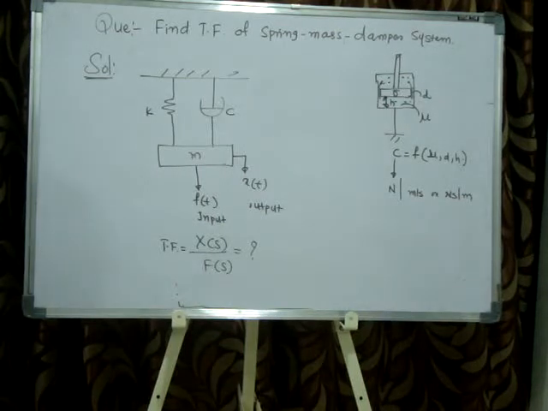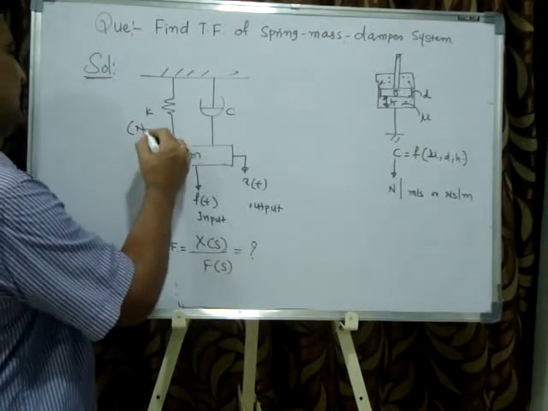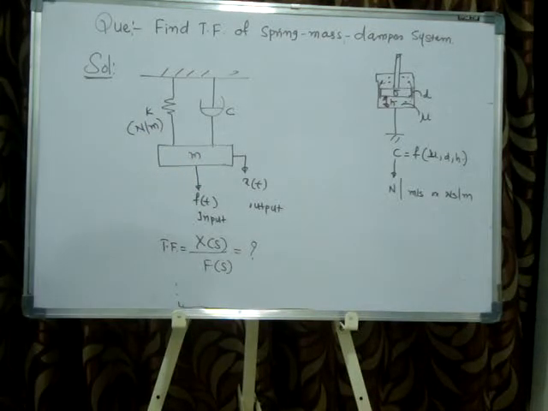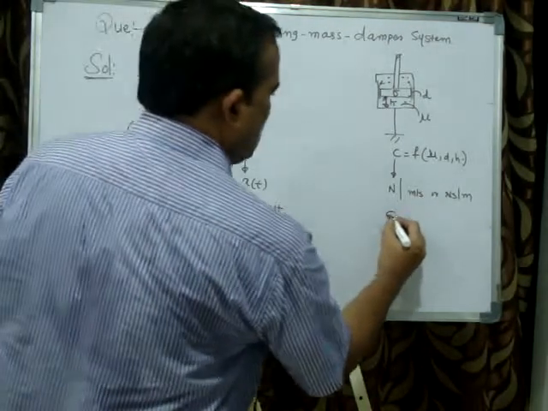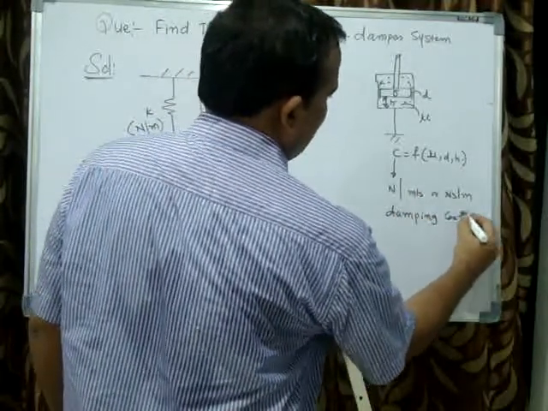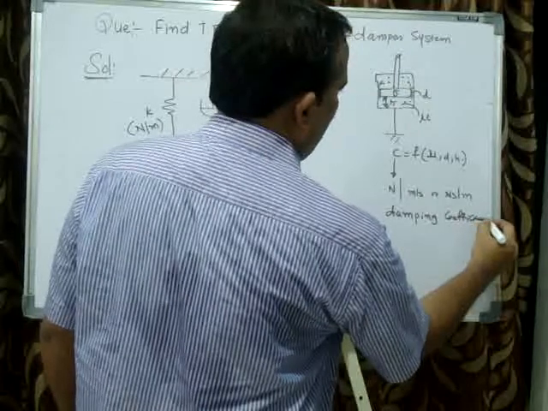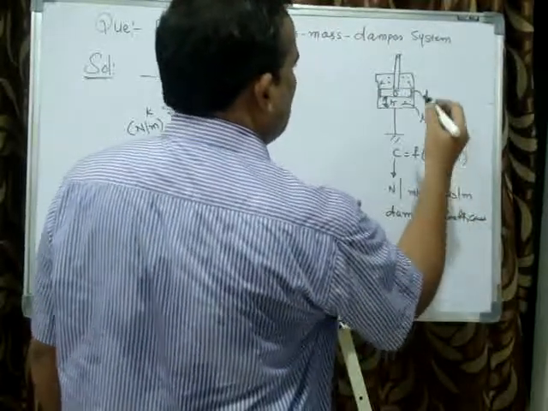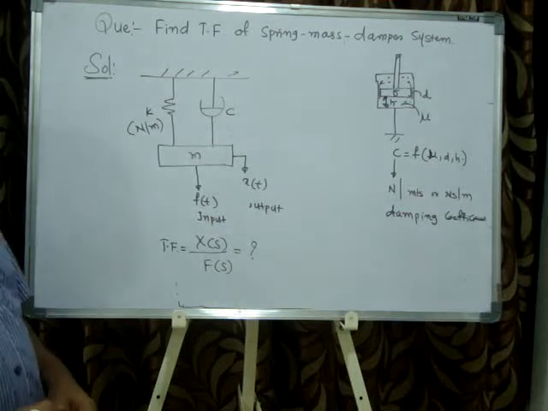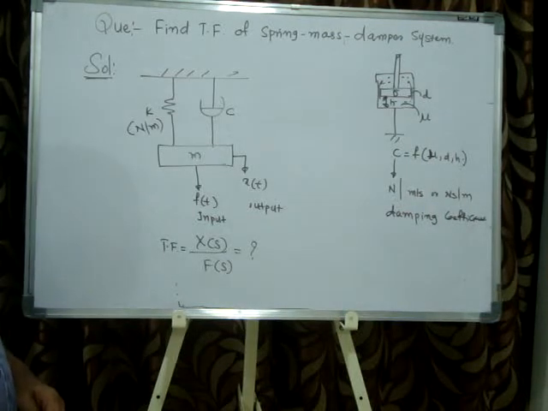Okay, in the previous problem I already explained the unit of spring is Newton per meter. C is called the damping coefficient. How to calculate the damping coefficient I have explained. It depends upon the viscosity of the oil, directly proportional. If the viscosity of oil increases, the damping coefficient increases.